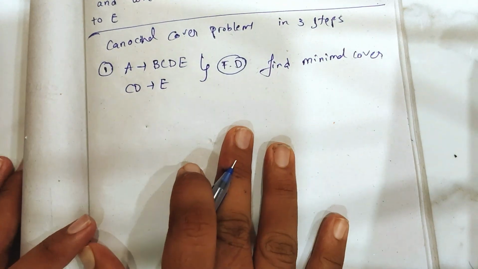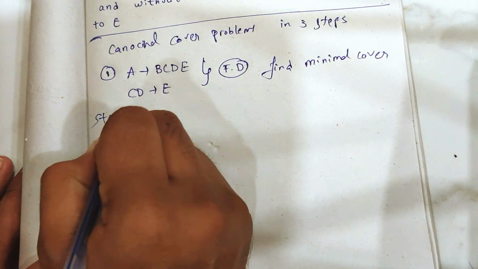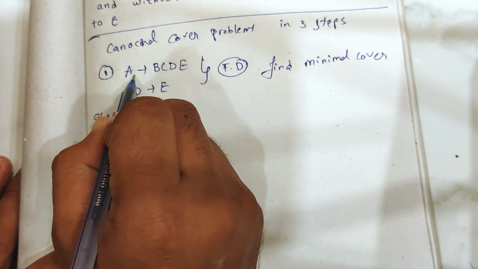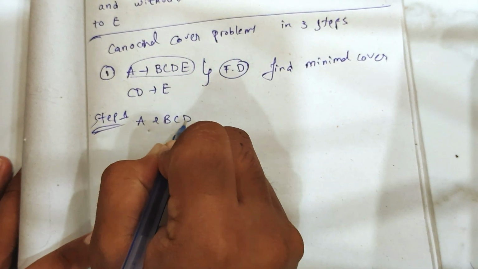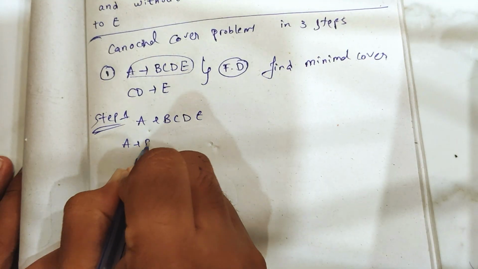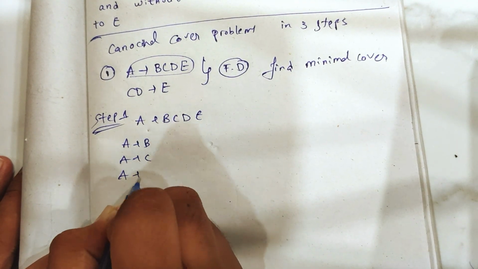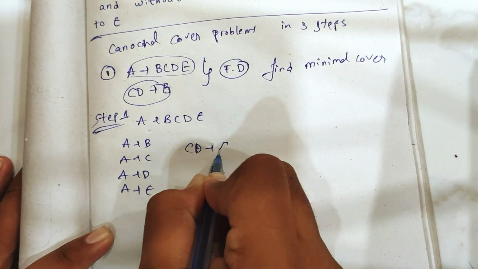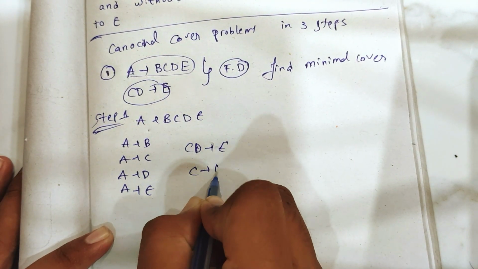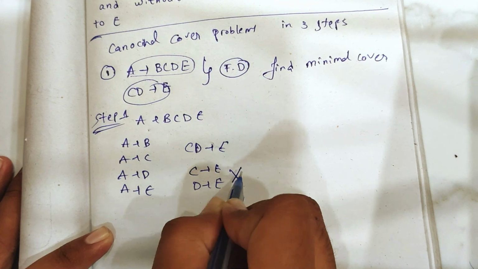So how can we write this? Step 1: you should decompose this. There is A to B, C, D, E, so this can be written as A to B, A to C, A to D, A to E, and C D to E. We can't write C to E, D to E.